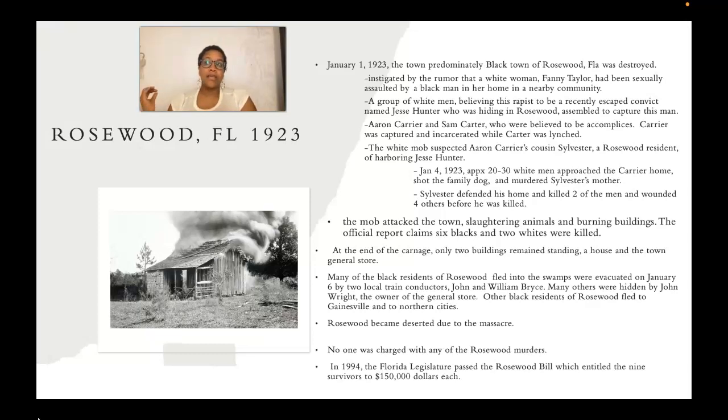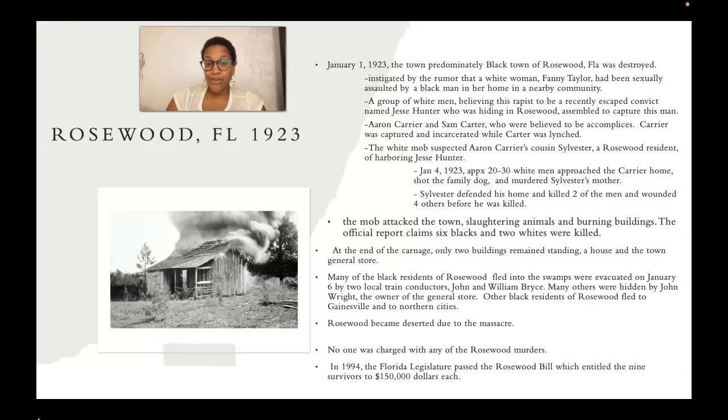Upon the murder of Sylvester and Sarah Carrier, many African Americans in the town fled to the swamps. And those who fled were evacuated on January 6th by 2 local train conductors, John and William Bryce. Not all heroes wear capes, right? Some of them are train conductors. And many others were hidden by John Wright, who was the owner of the general store. Other black residents of Rosewood fled to Gainesville and other cities that were further north. And as a result, Rosewood became deserted.